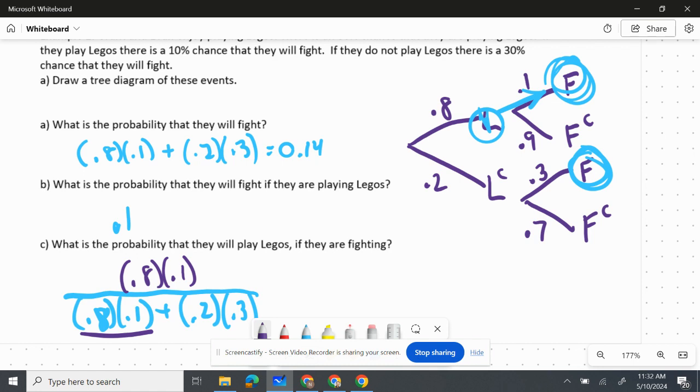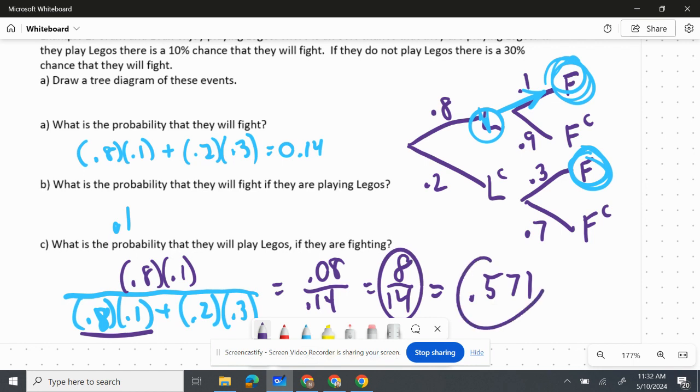And so what that gives us is 0.08 over 0.14, which of course is 8 over 14. Some people like to put just the decimal, 0.571. You can either put the fraction or the decimal. Do not put the decimal fraction. That would be incorrect.